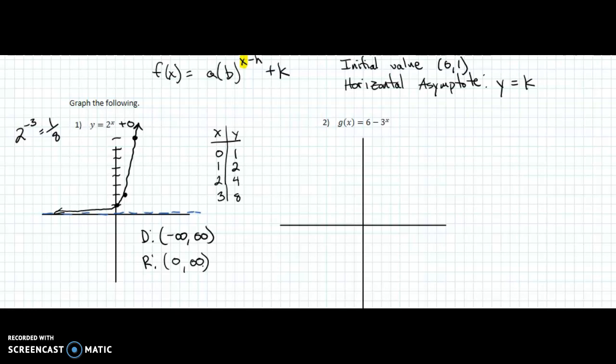Okay, so the h and k and a hopefully look familiar. These are our same transformations. So a is a vertical stretch if it's greater than 1. Let's actually write that first up here. So if a is bigger than 1, then it's a vertical stretch. And if a is less than 1, then it's a vertical compression.